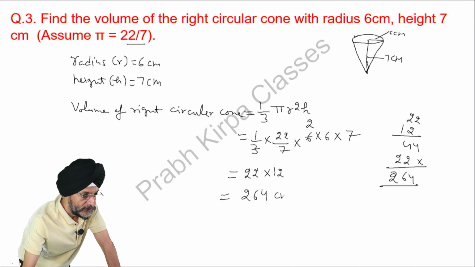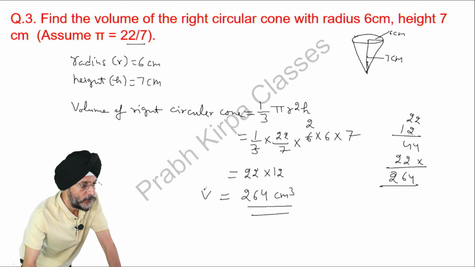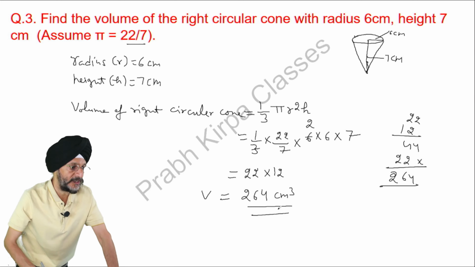264 cubic centimeter. This is the volume of the right circular cone. This is the answer.